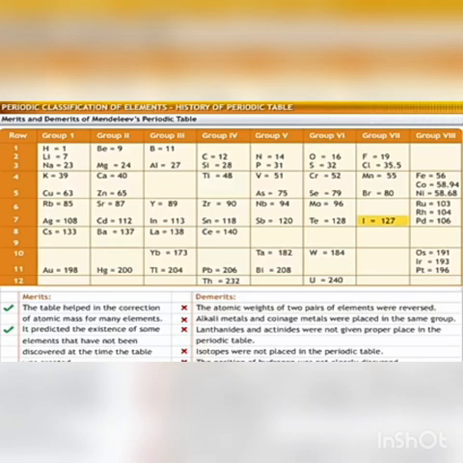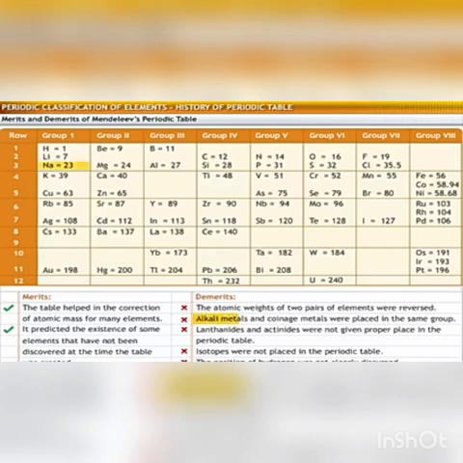A. Iodine, with atomic weight 127, came after tellurium, with atomic weight 128. B. Nickel, with atomic weight 58.68, came after cobalt, whose atomic weight is 58.94.